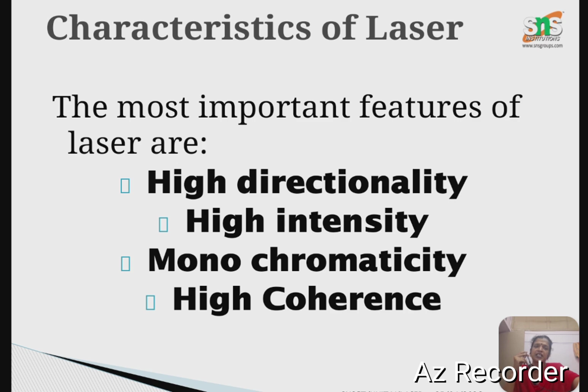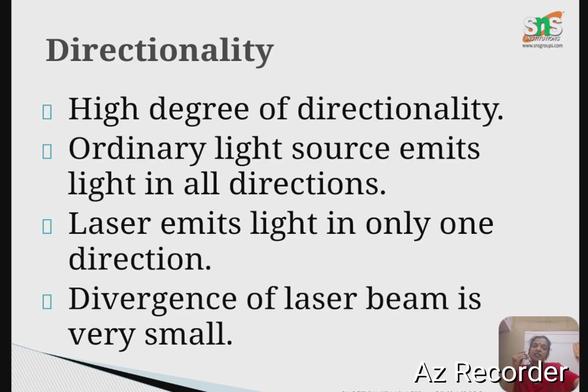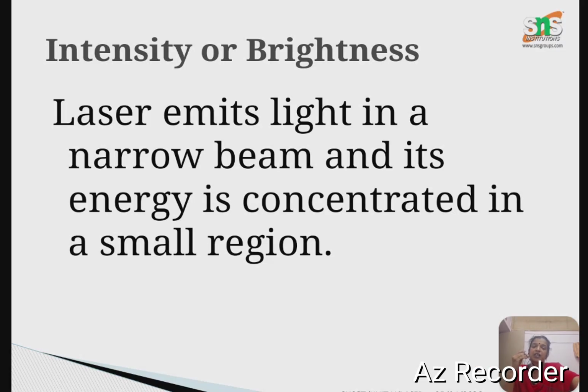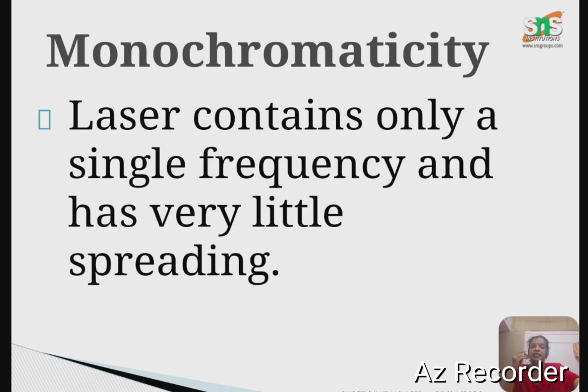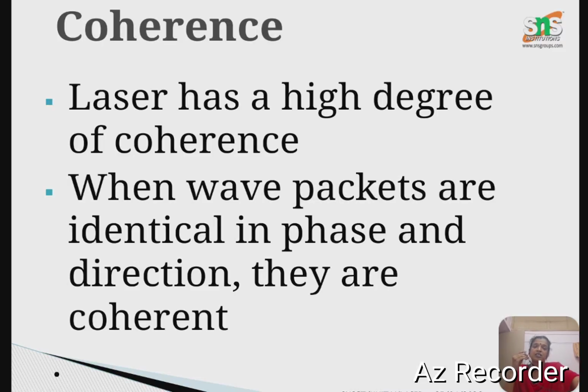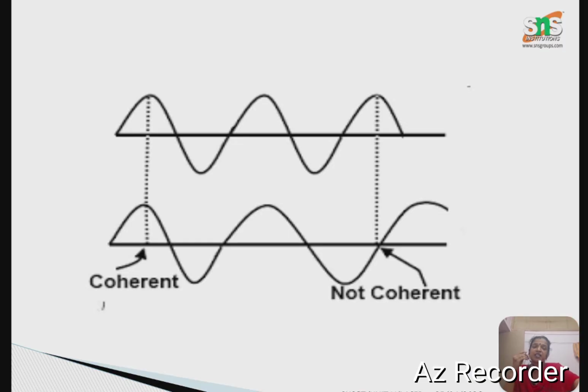So next we can see the characteristics of laser. It has high directionality, high intensity, monochromaticity, and then high coherence. So high directionality means it can travel for a long distance because of high intensity, and it can be concentrated on a small area, so it has more brightness. And then monochromaticity is nothing but laser contains only one frequency and that has very little spreading. And then coherence, so all the properties will be the same here.